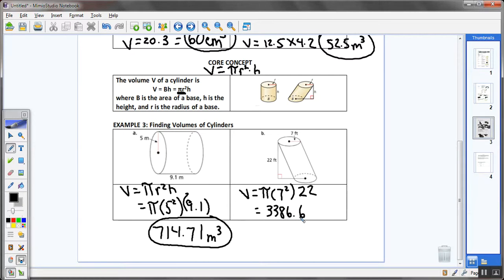Bree, quick question. Were the units okay to start with, or did I have to change anything? All good. So how do I label this then? Feet. Cubic feet. Very good.